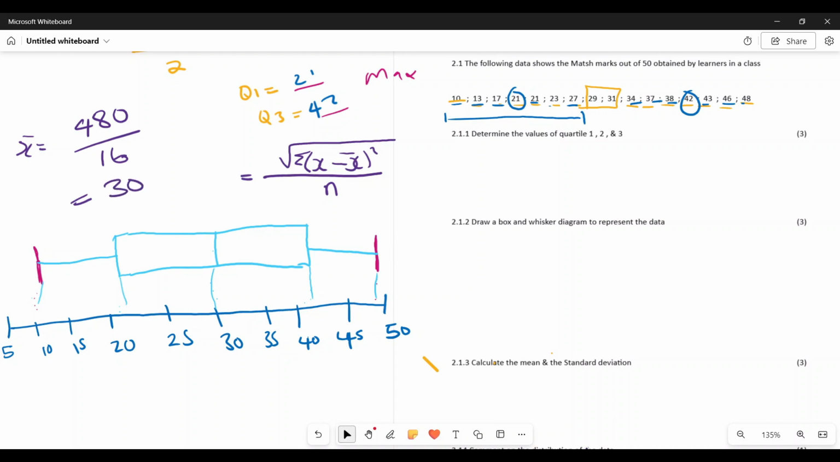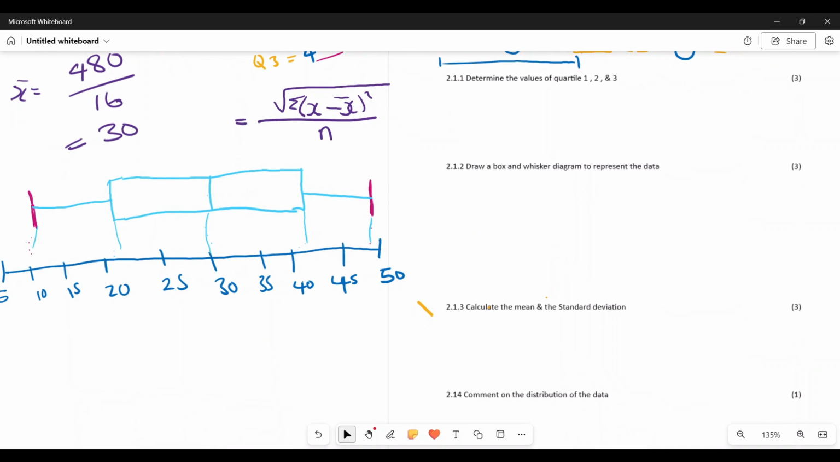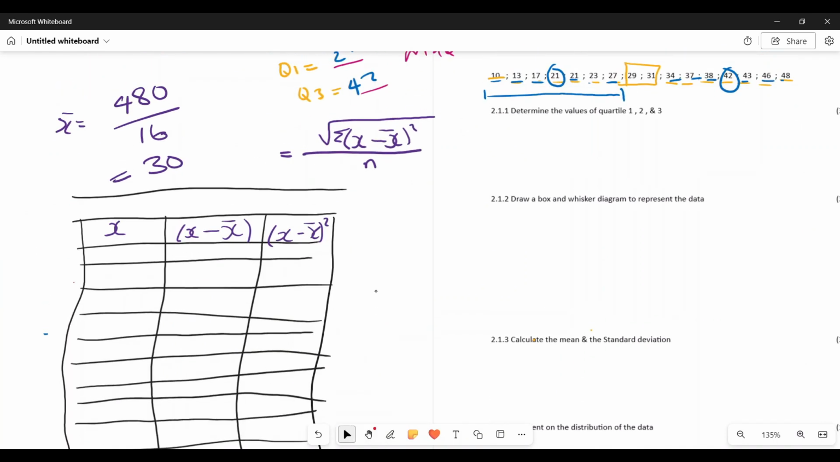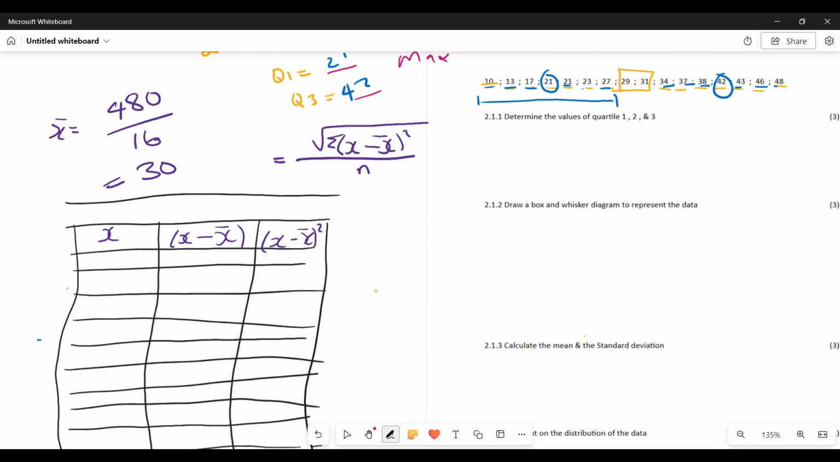Now, we need to use this mean to calculate our standard deviation, and I'm going to do these calculations here. Now, in calculation of our standard deviation, we would need the sum of our x minus our mean all squared, right? All these values. For example, my marks, I'm going to write them here. I have 10, I have 13. I'm going to write all of them here.